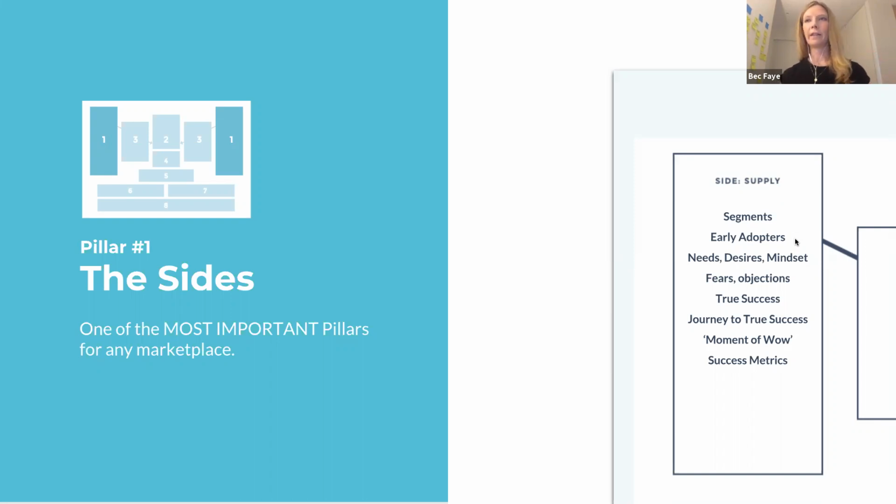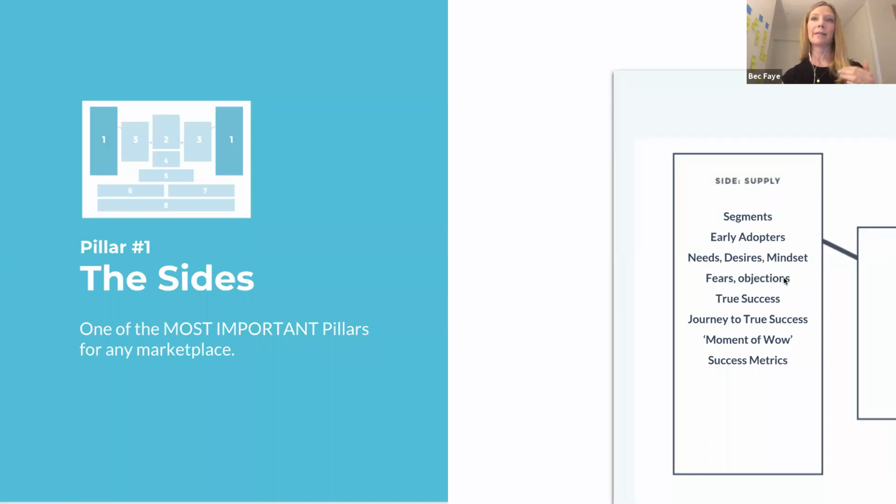So things that are covered under the sides, you've got your segments, so understanding who your users are. Under your supply and your demand side, you'll have various segments, and you'll have your early adopters. But you also need to understand how their needs, desires, and mindsets are different. This is particularly true for your supply versus your demand, but it's also true for your segments as well. Now, if you're just starting out with your marketplace, starting off with one particular segment, your early adopters, is the way to go, and really focusing on getting that right, keeping in mind the vision as to where you want to go with your marketplace.